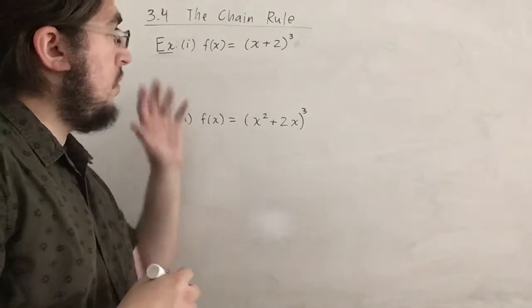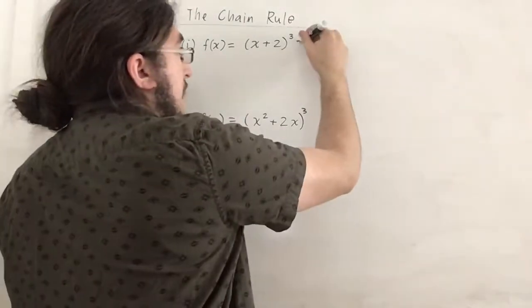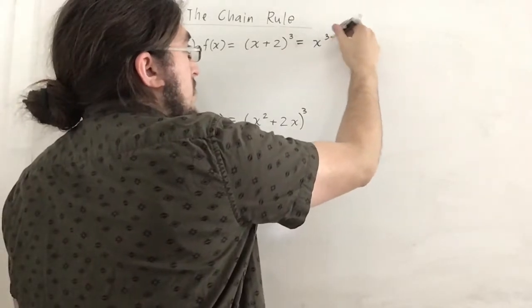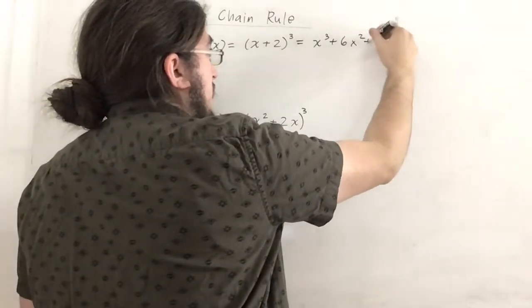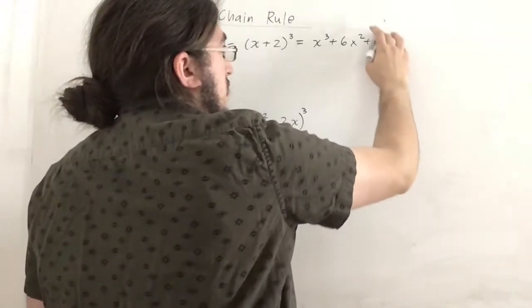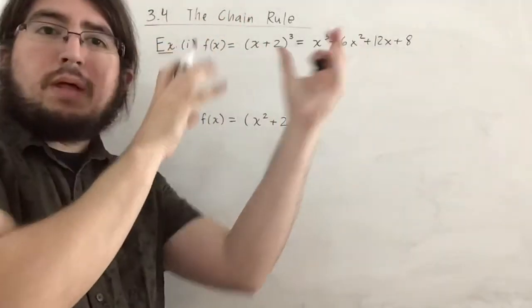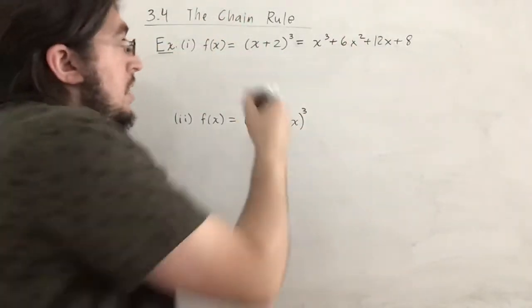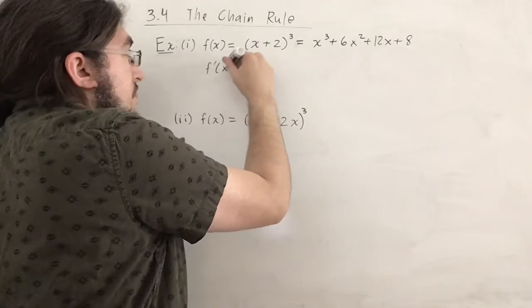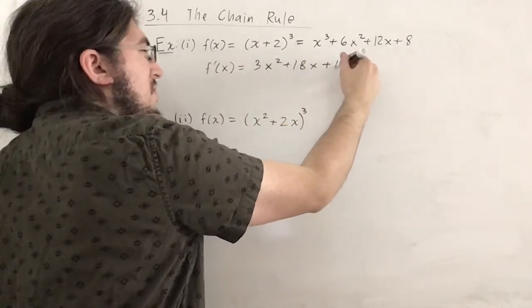So here, to take the derivative the way we're used to, we have to expand this out first, so I'll just do this for you and just take my word for it that it works. Or if you like, you could actually do it out. Just x plus 2 multiplied by itself 3 times and you'll get this. Its derivative then is 3x squared plus 18x plus 12.